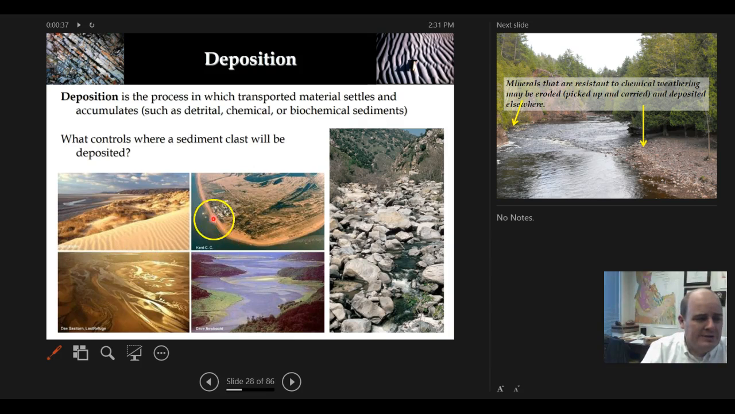So, for example, at a beach, you're going to have coarser sediments right near where the interface of the water hits the sand, which we call the shoreline. But off coast, where there's not as much energy, you're going to have finer grain material. And even further off coast, you're going to have even finer grain material. And so it will be deposited based off the energy within the system.